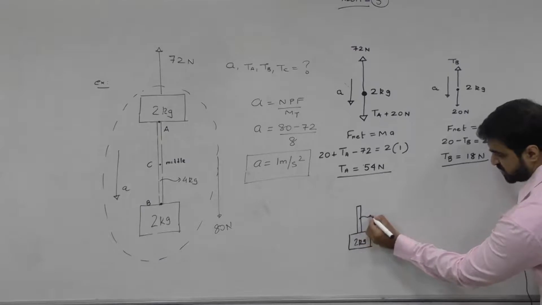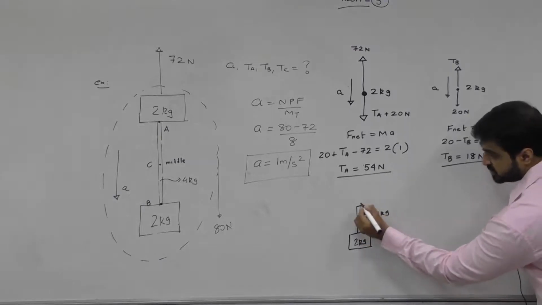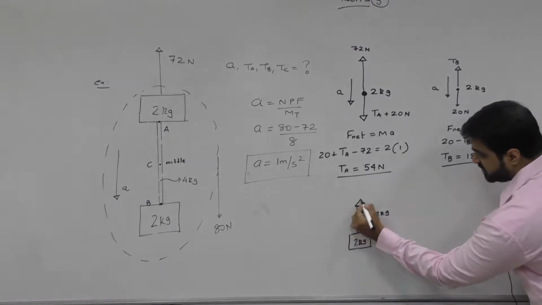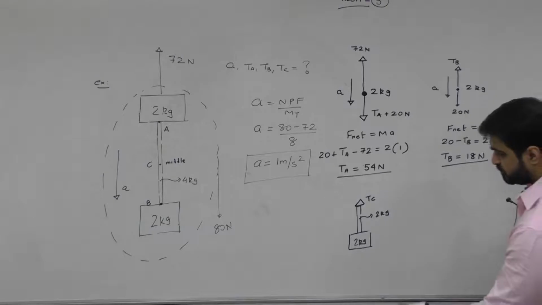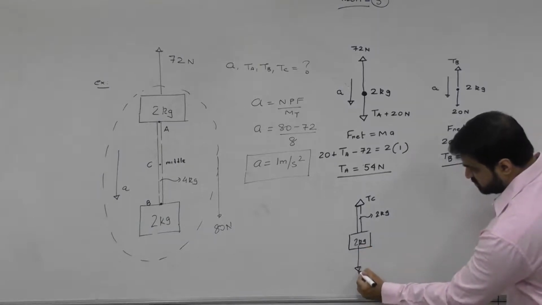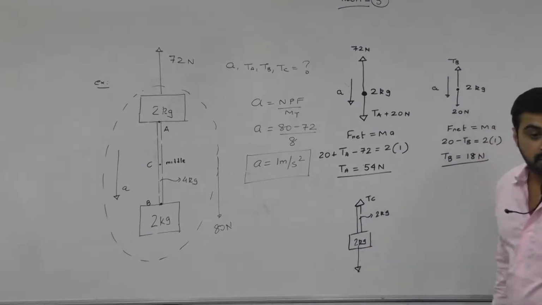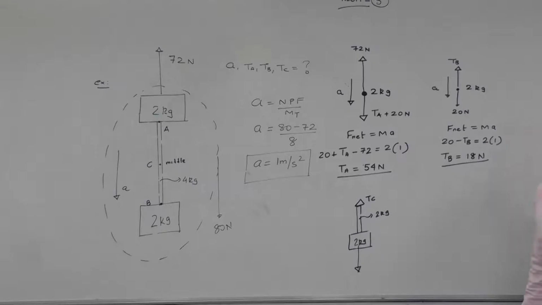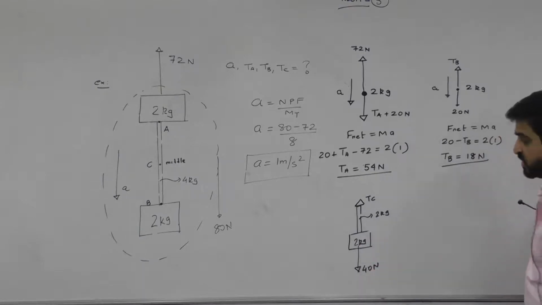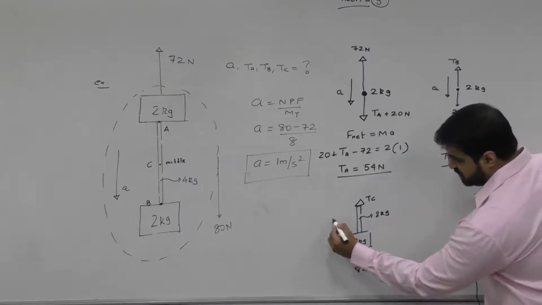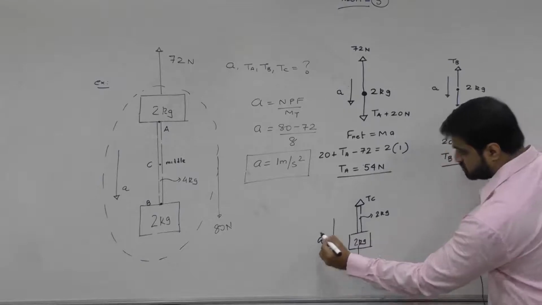So how much is the mass of this 2 kg? And where will be the direction of TC? Away from the body? Tell me, where is the weight acting? How much is the weight? Don't write 20. It will become 40. 2 will become 40 Newton. And where will the acceleration of the system be? Down, right?